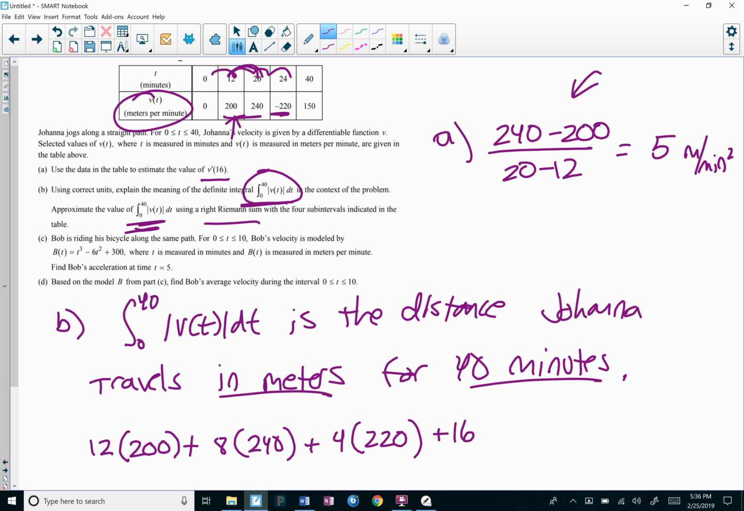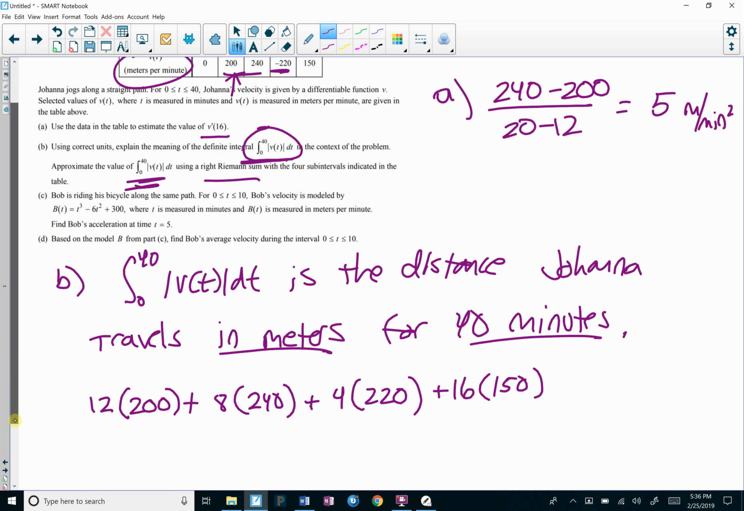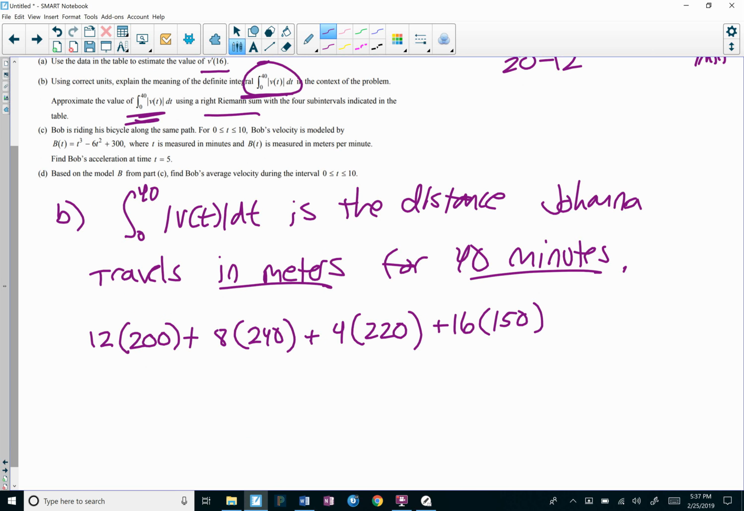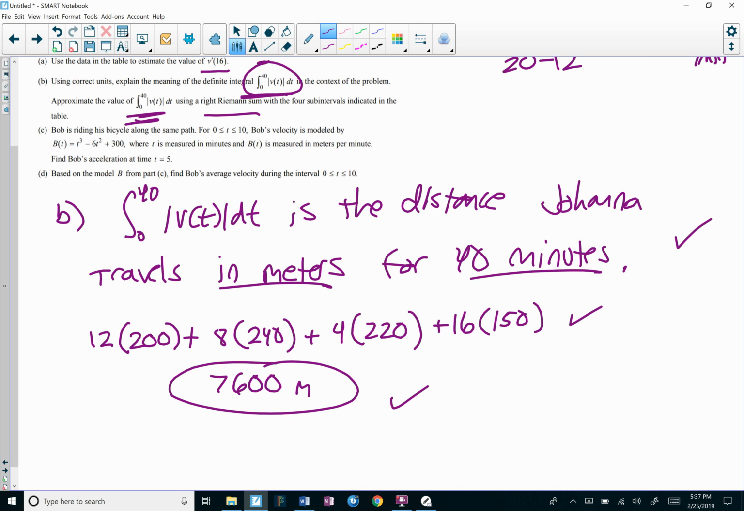And then we get 16 times 150. Now this is a no calculator, so you're going to have to plug and chug. You end up getting 7,600 meters. Oh, and that part was worth 3 points. 1 point for the explanation, 1 point for the right Riemann sum, and 1 for the actual answer. Okay, so you had to have this, this, and this. All 3.